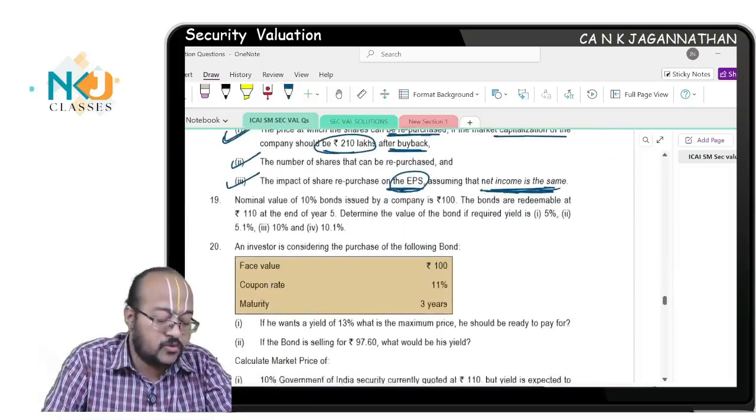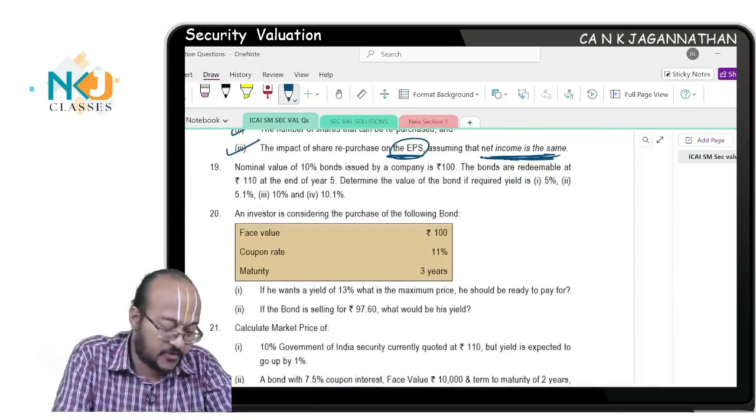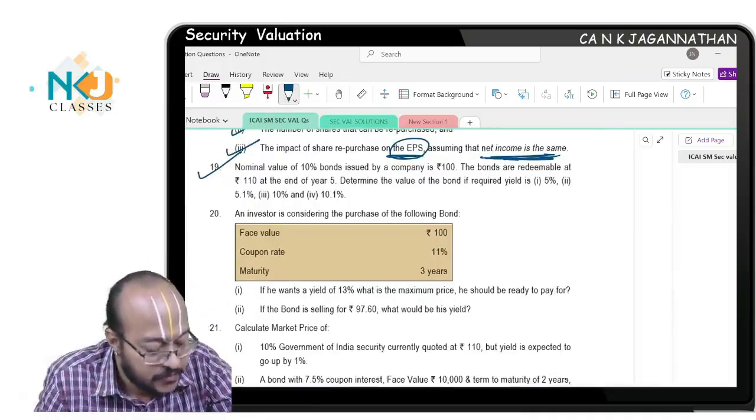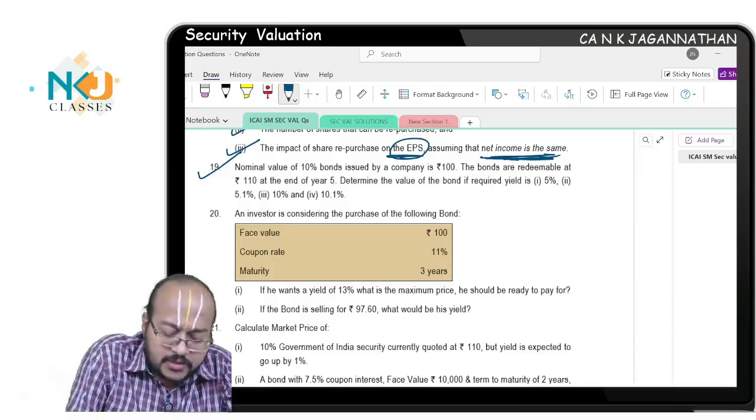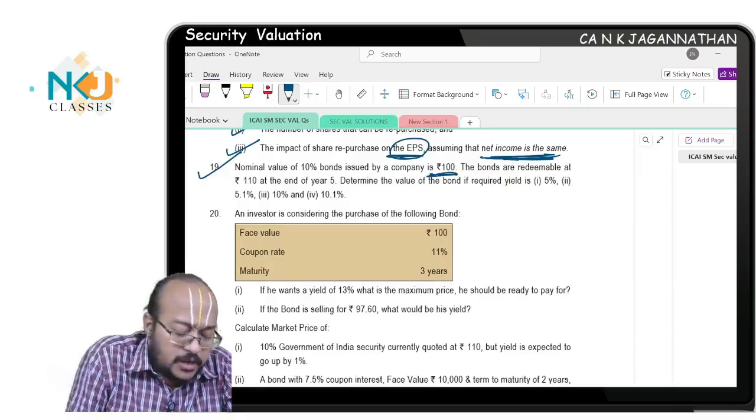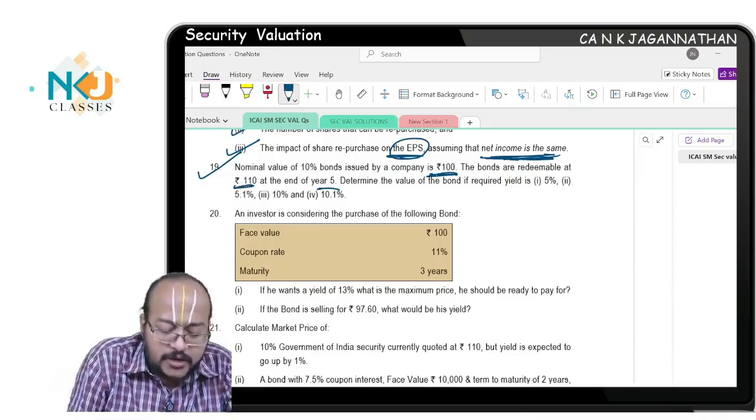Now we are moving on to the bond valuation segment. Now, questions related to bond valuation. See, question number 19. Nominal value of 10% bonds issued by a company is 100. The bonds are redeemable at 110 at the end of year 5. Determine the value of the bond.